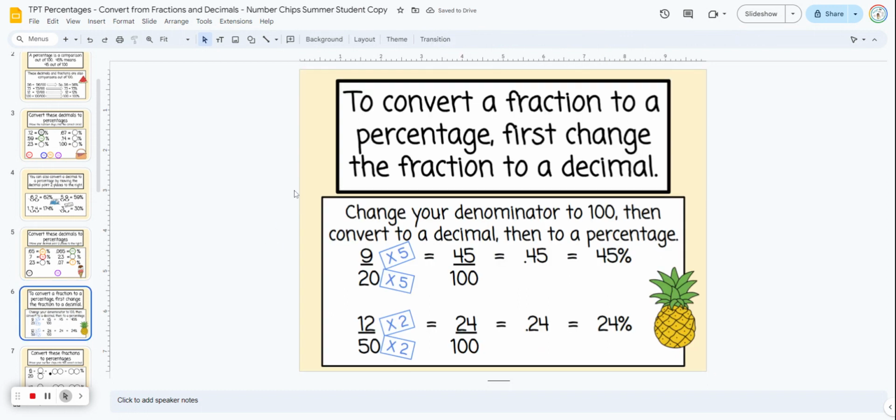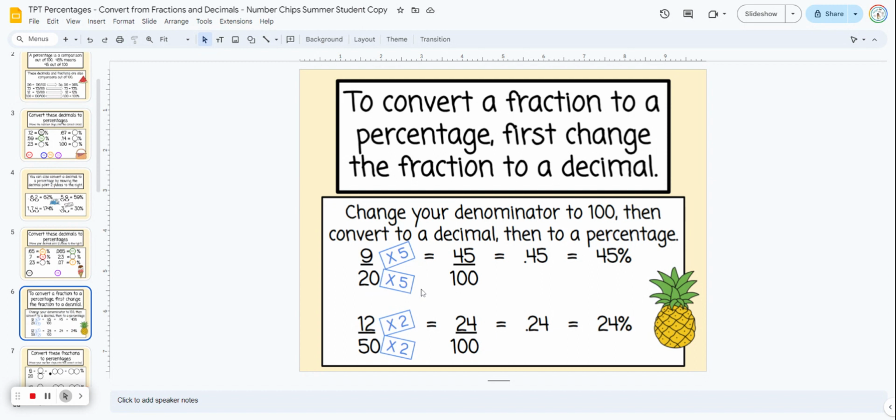Now to convert a fraction to a percentage, they first want to change that fraction to a decimal. So the first method for doing this is to convert their fraction to an equivalent fraction with 100 in the denominator. That means it's going to be an equivalent fraction. And in order to do that, so that it's equivalent, they have to do the same thing to the numerator they do to the denominator.